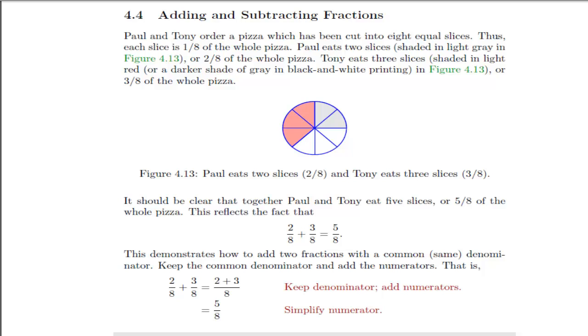This reflects the fact that 2/8 plus 3/8 equals 5/8. This demonstrates how to add two fractions with a common or same denominator. Keep the common denominator and add the numerators. That is, 2/8 plus 3/8 equals (2 plus 3)/8 equals 5/8.